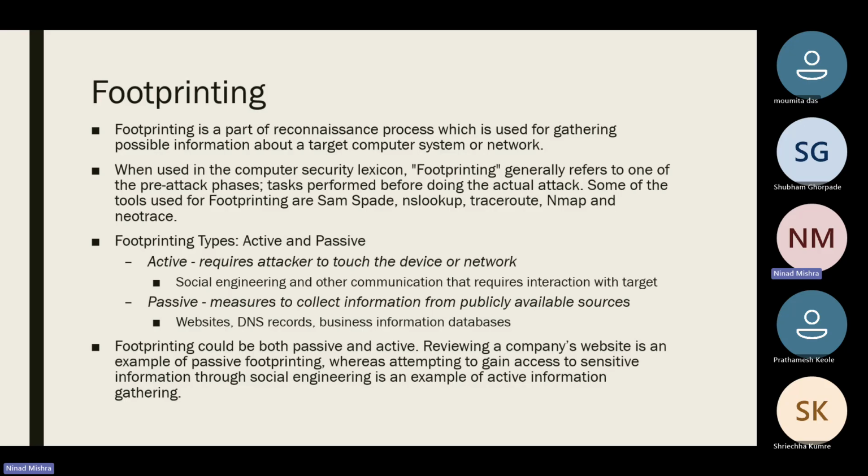However, the hacker with malicious intent will collect that information to gain access. Those are the resources he'll make use of, where he can get information about the DNS records, the domain registrar, etc. These are the two types of footprinting activities. Reviewing a company's website is an example of passive footprinting, whereas attempting to get access to sensitive information through social engineering is an example of active information gathering.